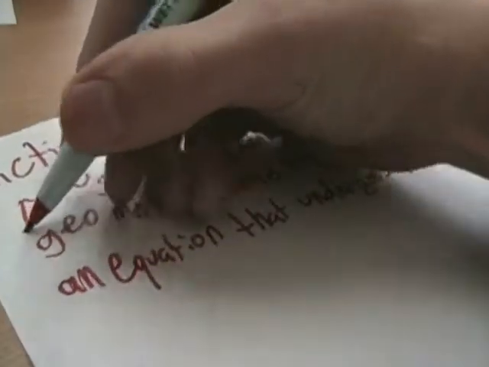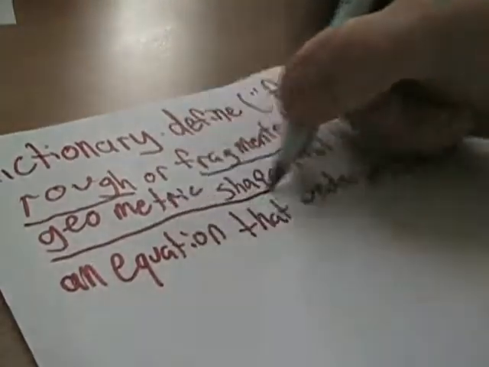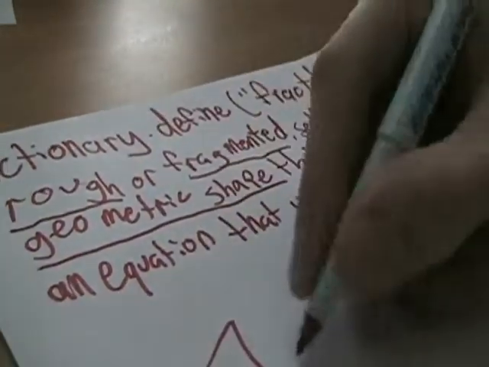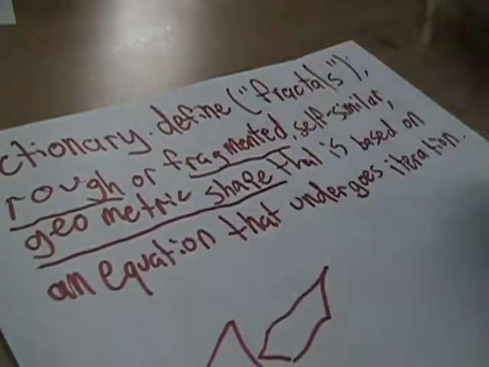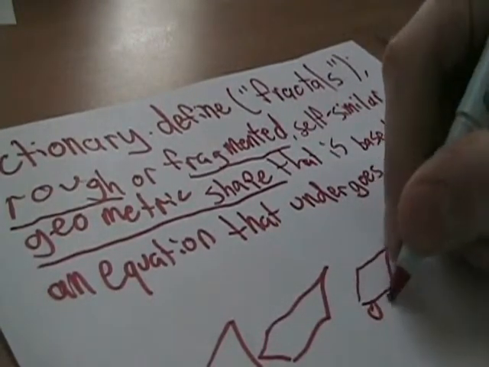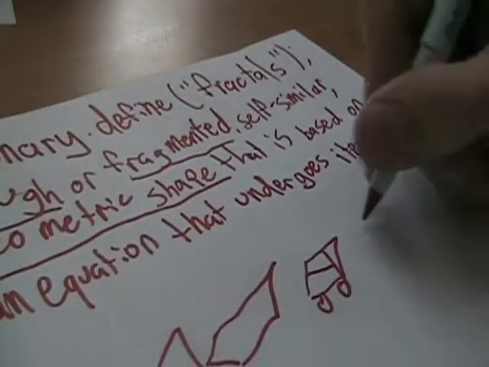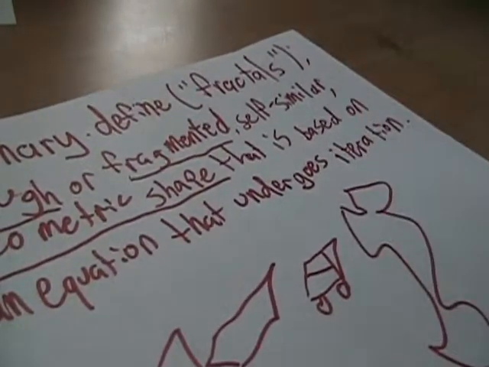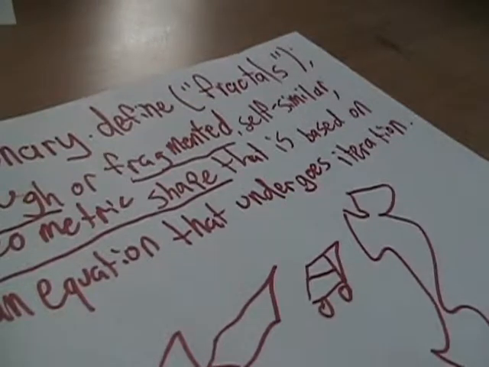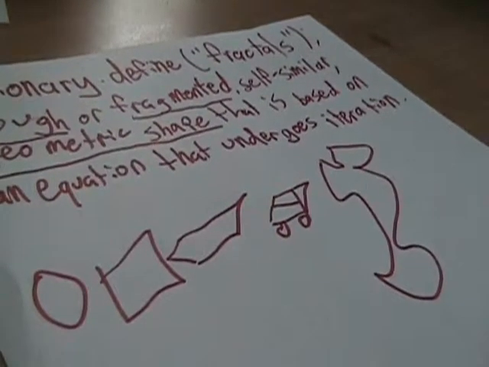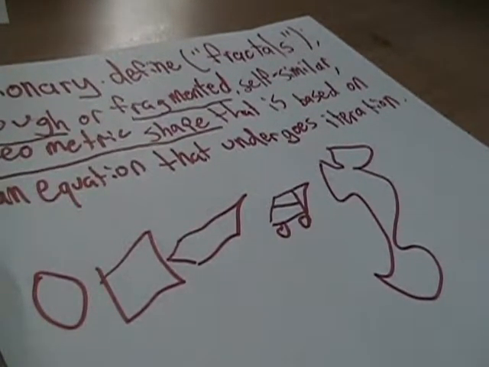So we'll start off with defining rough, fragmented geometric shape. A geometric shape is something like a circle, or a square, or a trapezoid, or a rhombus. Something that is not geometrical is something like this, which doesn't have any defined sides. It's rough, fragmented.